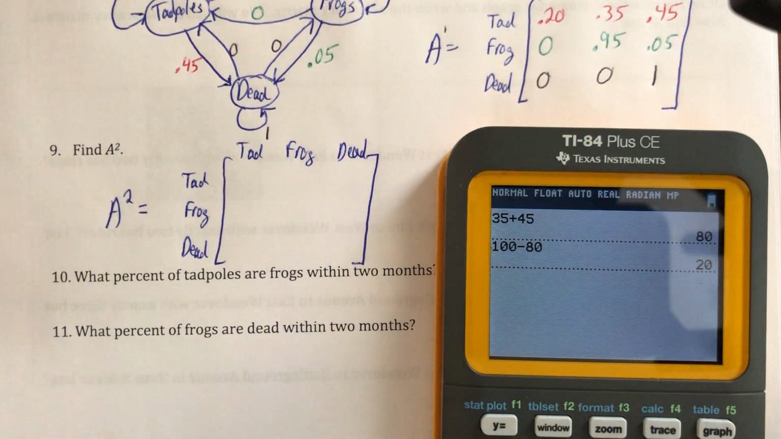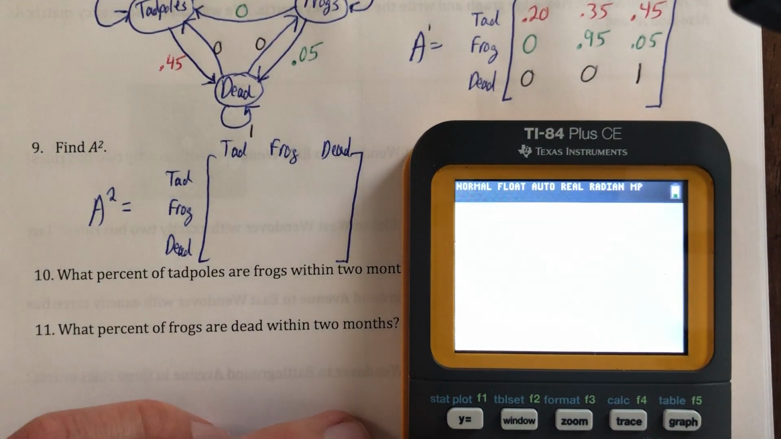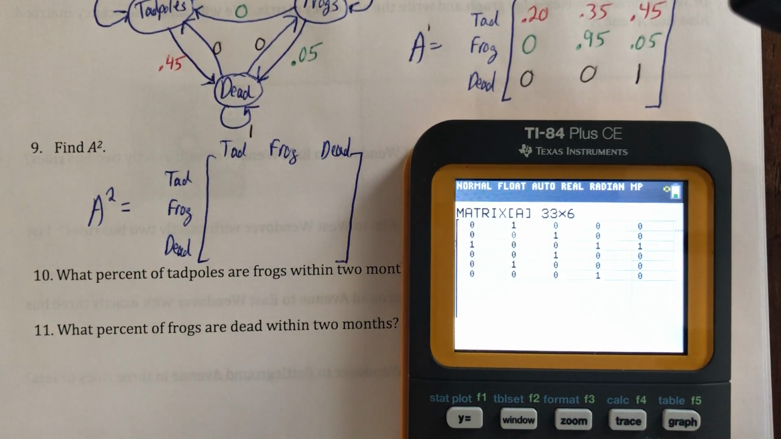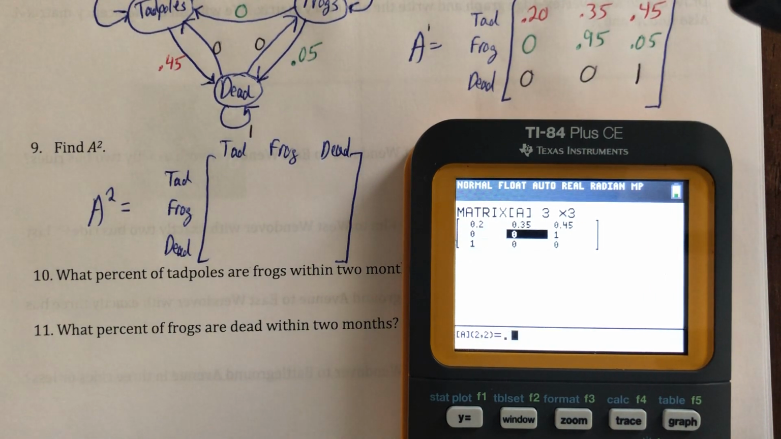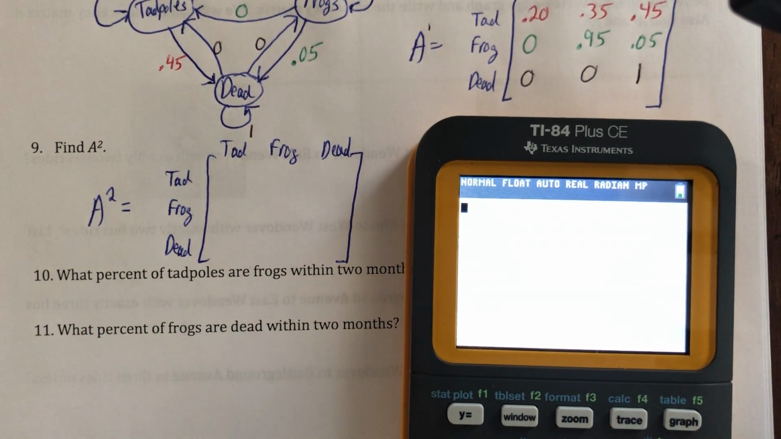All right. And I'm going to type it in. You can use desmos.com/matrix. I'm going to use my calculator. So matrix, edit. I need a 3 by 3. Whoa, not a 33 by 6. That's just crazy. 3 by 3. That's too much information. 0.2, 0.35, 0.45, 0, 0.95, and 0.05, 0, 0, 1. There we go. All right, I have entered this as matrix A. You can do the same thing on, well, you know the website, desmos.com/matrix.